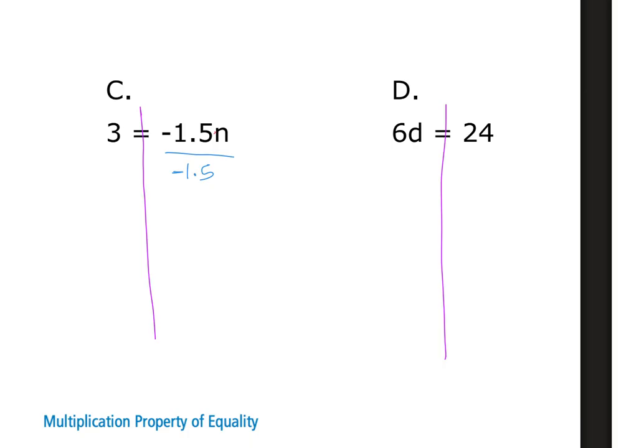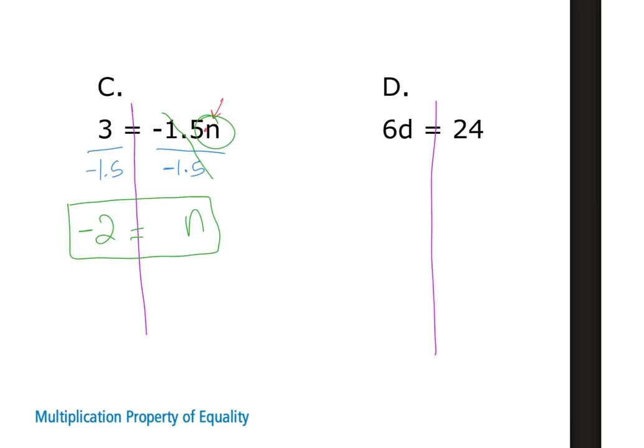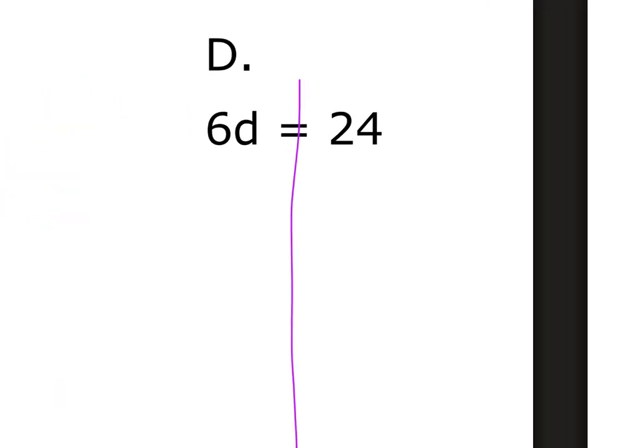How come? Because negative 1.5 is multiplying n, right? And so that means we will divide in order to get n by itself. So these negative 1.5s cancel, leaving us with n equals negative 2. Over here to the right, 6 is being multiplied by d, so we will divide by 6, and you get d equals 4.